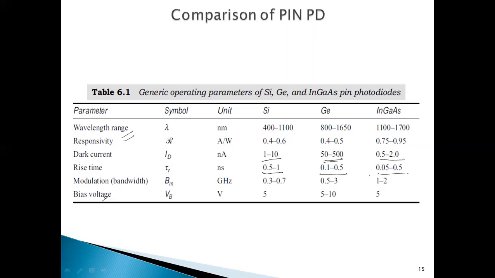to 0.5. For the bandwidth, we have a higher bandwidth for germanium, up to 3, for indium gallium arsenide up to 2, and silicon is quite small, up to 0.7 only. For the bias voltage, almost the same: 5 for silicon, 5 to 10 for germanium, and 5 for indium gallium arsenide. So basically, this is a comparison of the PIN photodiode for different materials, depending on these parameters that we have on the left-hand side here.